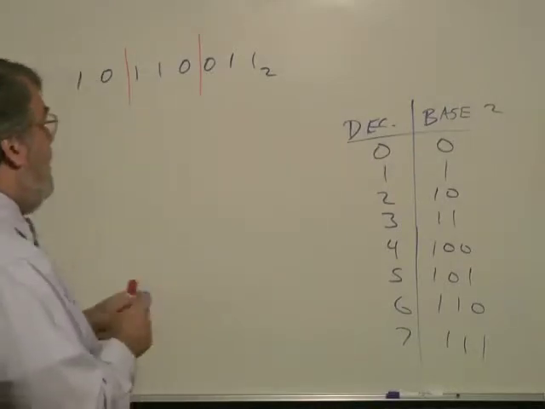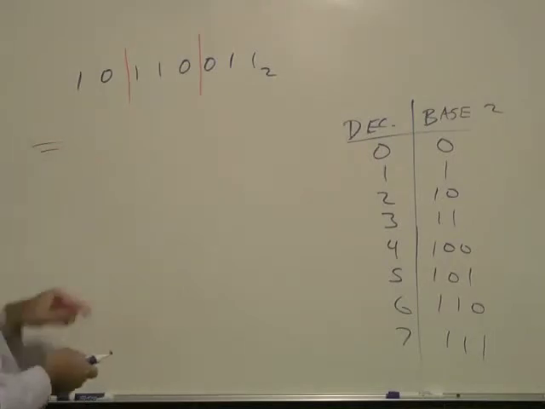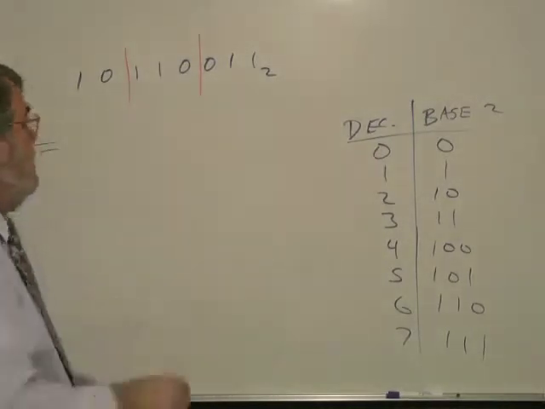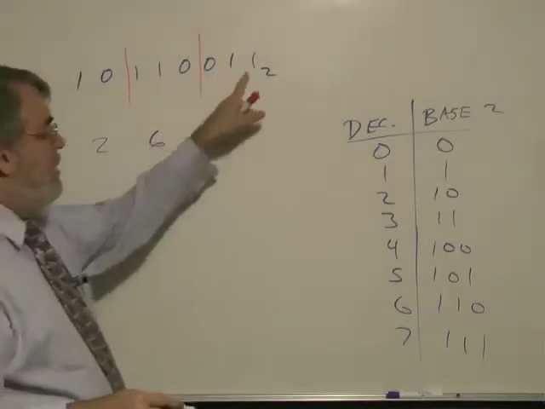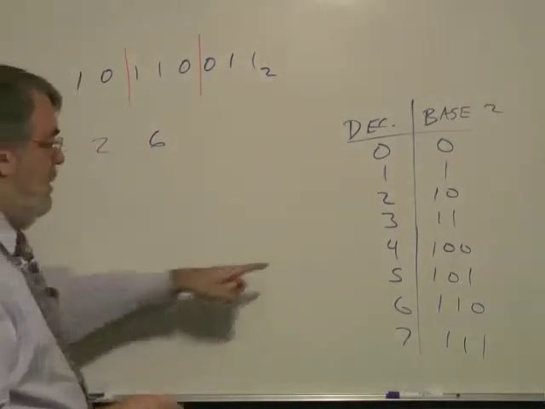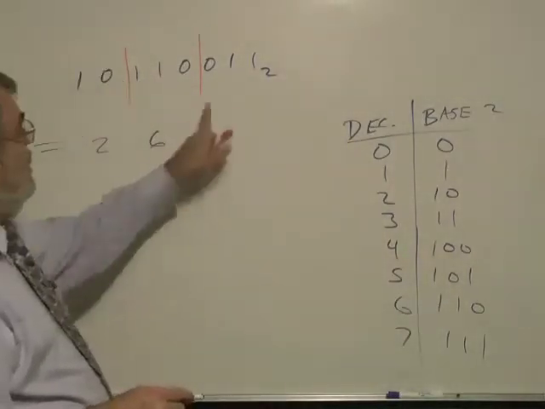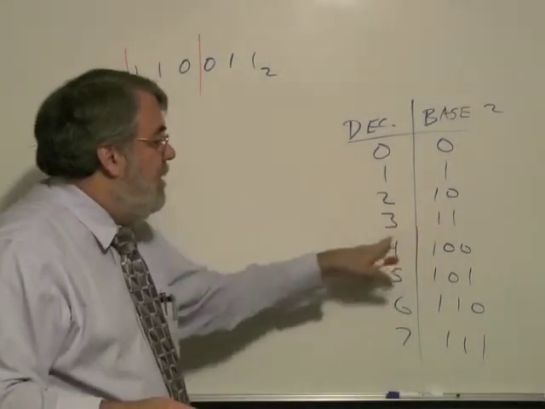All right, so it's kind of nice to have a cheat sheet here. 10 is 2, 110 is 6, 011 is the same as 11, so that's 3.